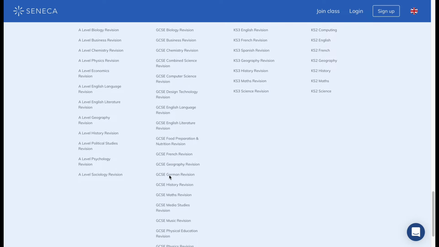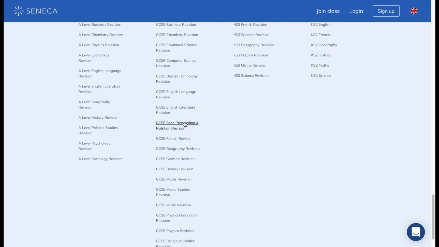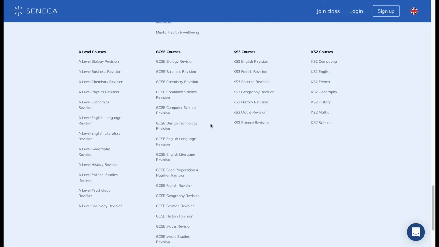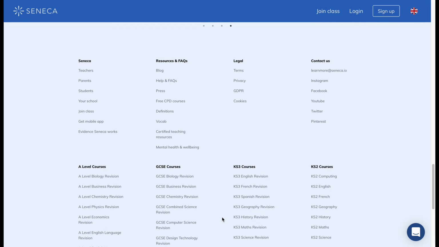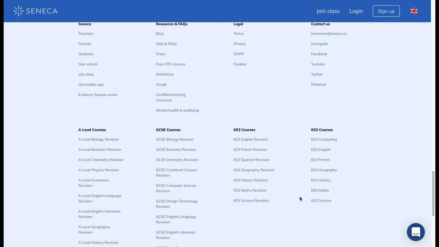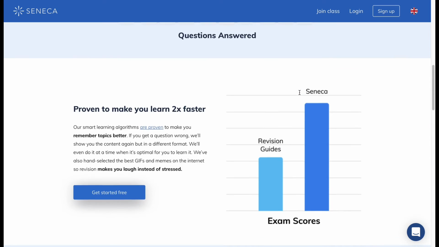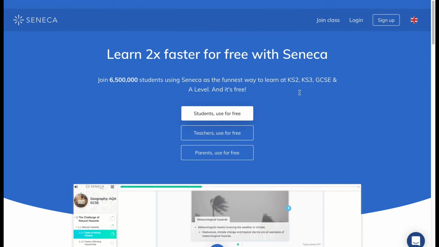You can see over here, such as English literature, food preparation and nutrition, sociology, Spanish. You can see that this goes on, but we're looking specifically at GCSEs, and in particular GCSE maths. But you can see over here you can even go all the way down to Key Stage 2. So this is a very good platform, and I urge you guys to use this.